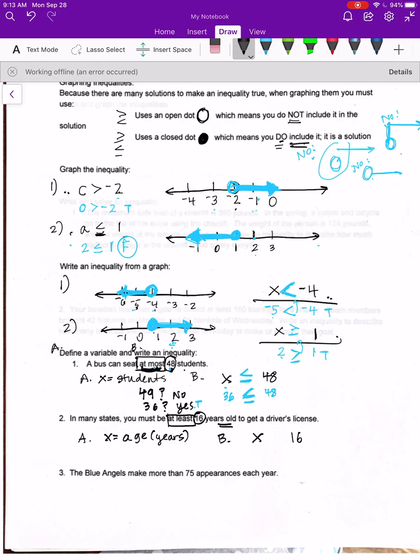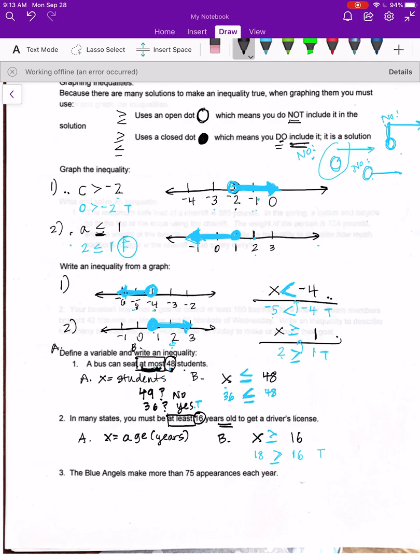So what if I say 18? At least 16. 18 is a true statement, so 18 is greater than 16. Now I have to decide, do I include it? It says at least 16. Is 16 an age that can be included for a driver's license? It is. So that makes it a true statement, and I copy that inequality symbol over.